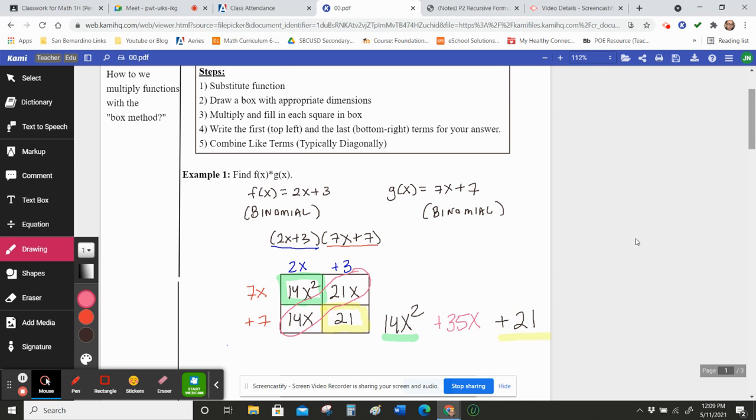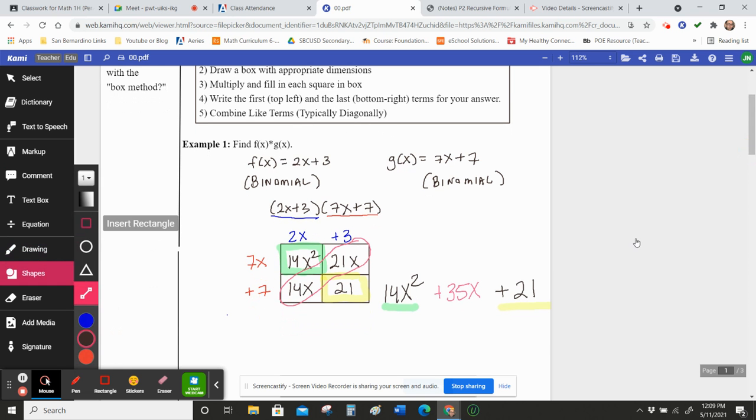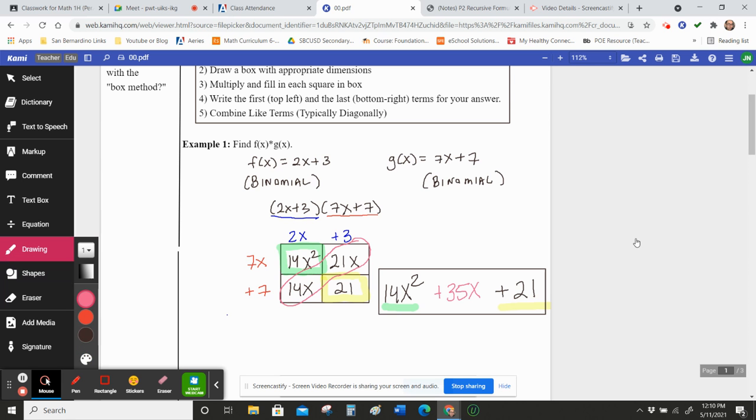All right. Once you have this, you have officially multiplied these two binomials together, and your final answer will be a polynomial or a trinomial, right? 14x squared plus 35x plus 21. So this is a second degree trinomial. All right, that's your first example. Any questions on the first example?